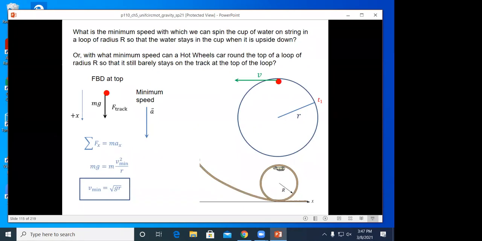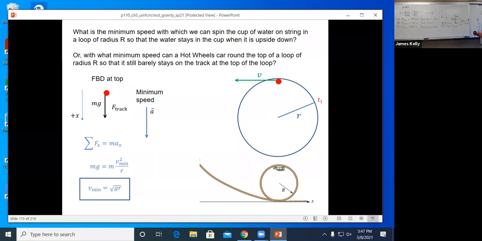I got a question. Yes. So like, what happens to F track? Does it become 0?